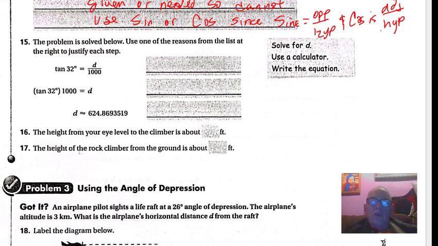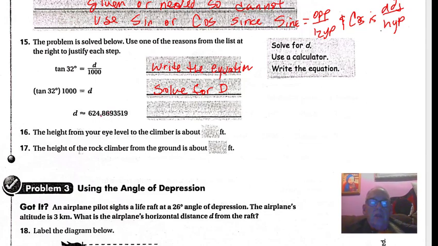Let's move on. The problem is solved below. Use one of the reasons from the list at the right to justify each step. Okay, so we're writing the equation. Tangent of 32 is opposite over adjacent. They're using D instead of X, where I used X. So that's solve for D. That's write the equation. And then we're multiplying both sides by 1,000 to get D by itself. So we're solving for D. And then we are taking the decimal of what tan 32 is times 1,000.